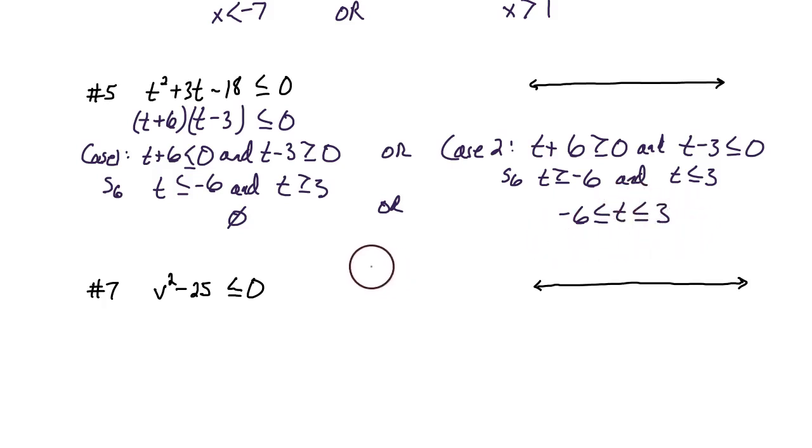Now let's graph on the number line. The first thing was an empty set. There's nothing to graph. This one here we can graph by writing negative 6 and positive 3, putting a closed dot on both, and shading in between, because the t is in between the two endpoint numbers.